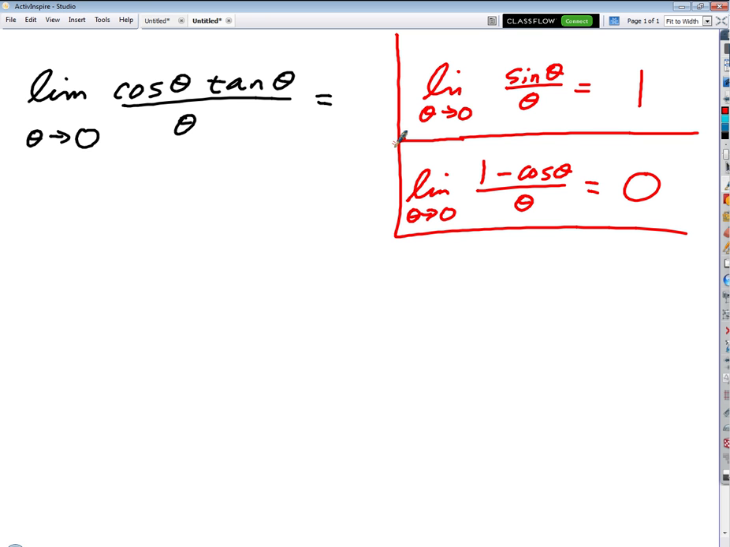So we want to exploit these. We want to somehow algebraically manipulate. Now, does it make sense to you? I want you to start being able to talk like mathematicians. When I talk about the argument of a limit, do you know what that means?